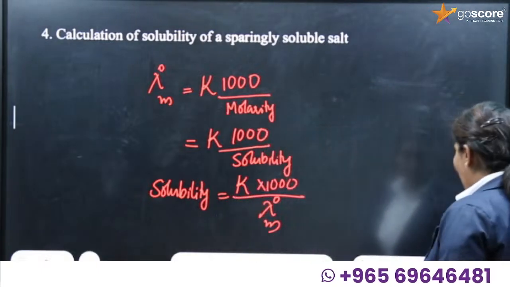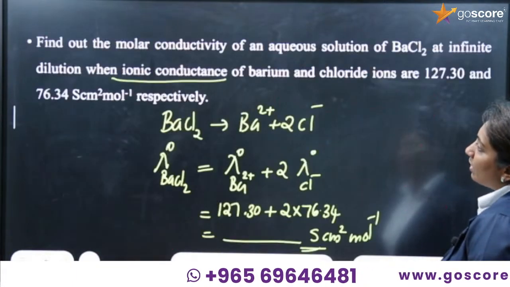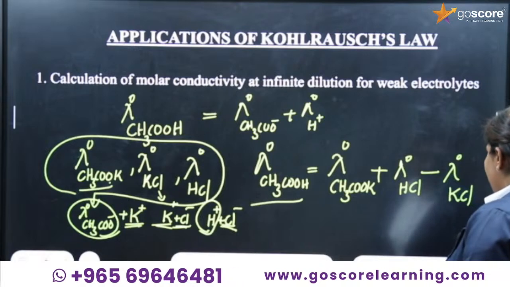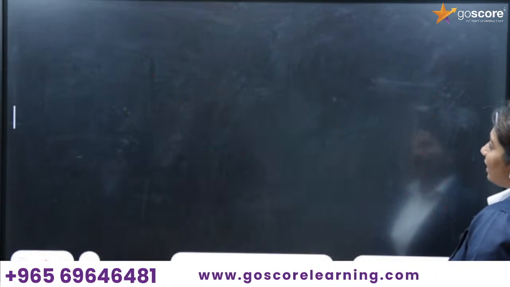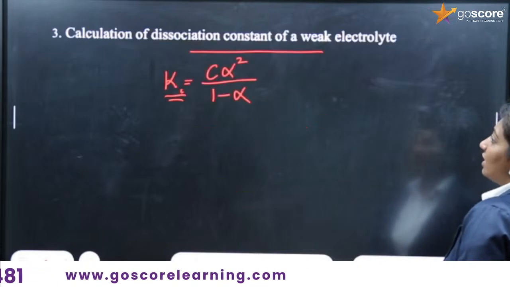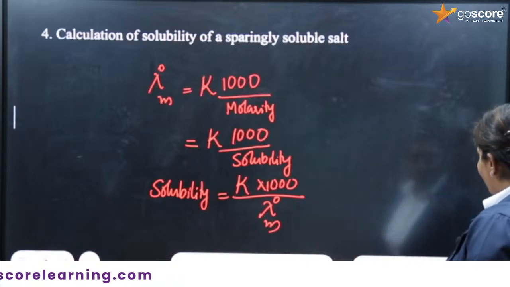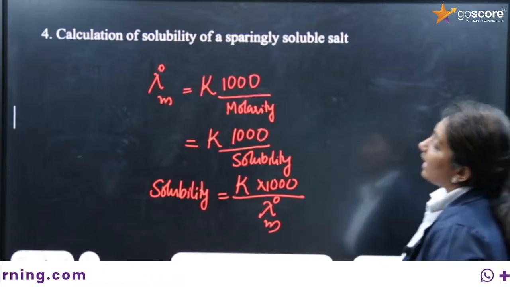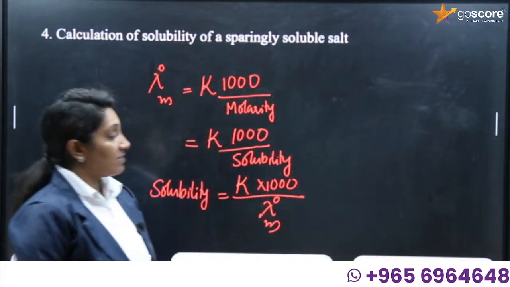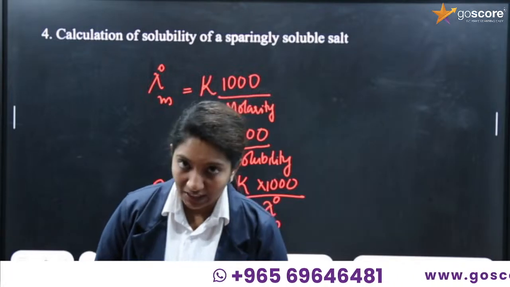So that's for the applications of Kohlrausch's law. The main applications are calculation of the molar conductivity at infinite dilution of weak electrolyte. Second one is the calculation of degree of dissociation. Third one is the calculation of dissociation constant. And the final application is calculation of solubility of a sparingly soluble salt. Okay, I hope this Kohlrausch's law is clear for you.